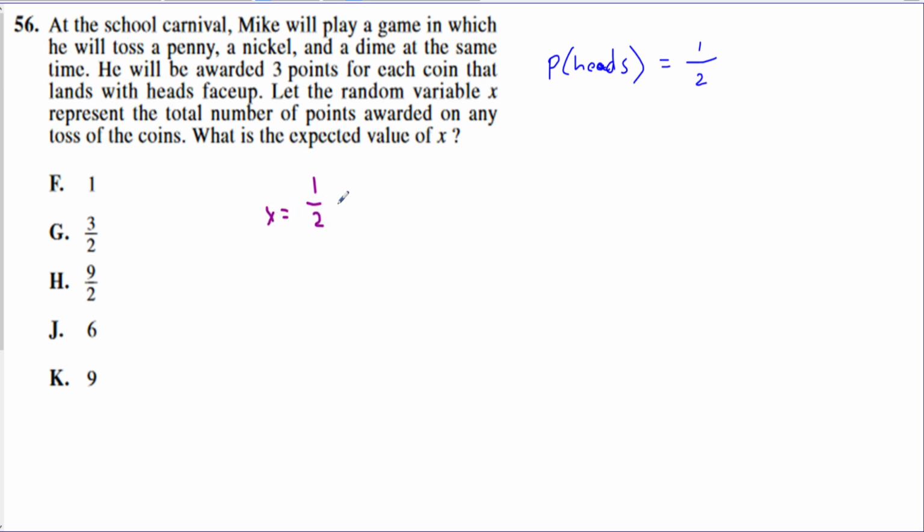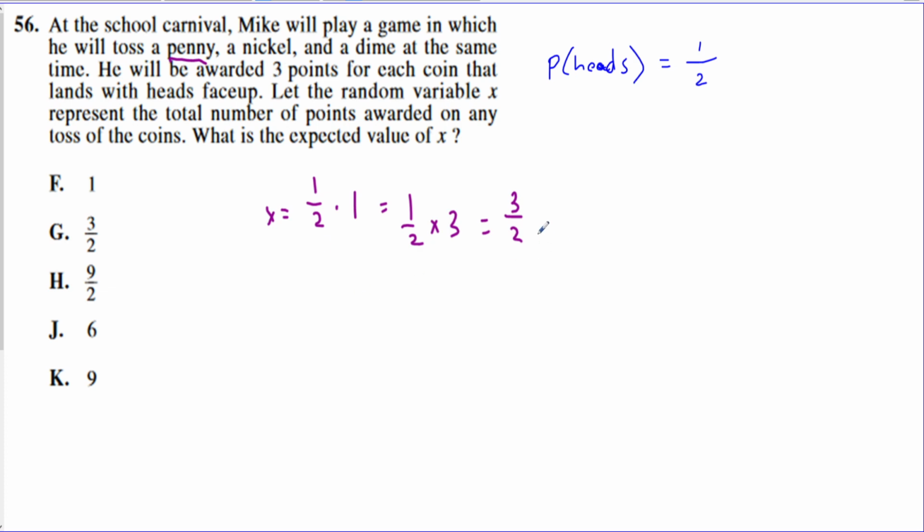It's 1/2 times the number of trials. In this case, we're only flipping the penny 1 time, so the expected value of getting a penny is 1/2, I'm sorry. Then if that's the case, I'm going to get 3 points whenever that happens. So if I do times 3, that means the expected total points for just the penny is 3/2, 1.5 points.